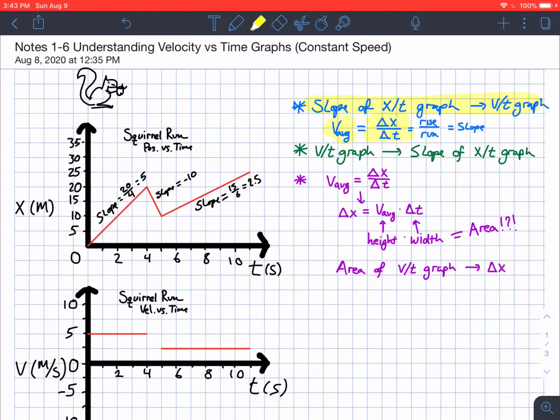And if we take a look at this graph, the displacement is really given by the vertical axis, and the time is given by the horizontal axis. And so the displacement is the rise, the vertical part, and the time is the run, or the horizontal part. And from that, rise over run we know is slope. So out of all of this, what we really get is that average velocity is slope when we look at a position versus time graph, okay?